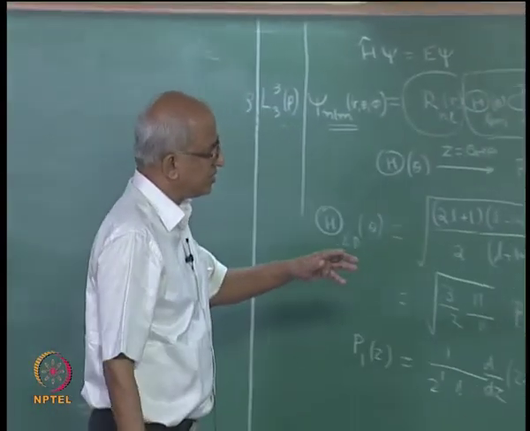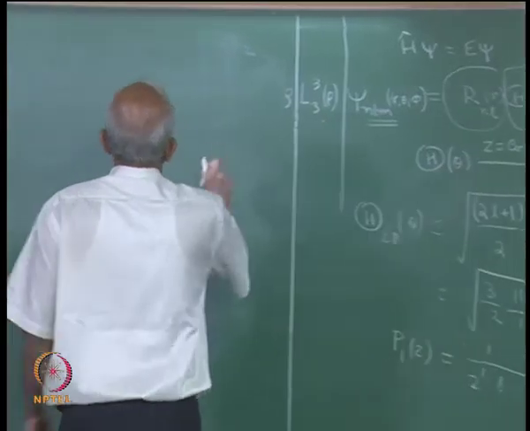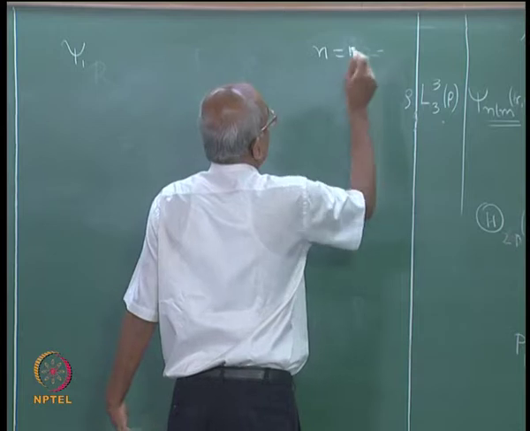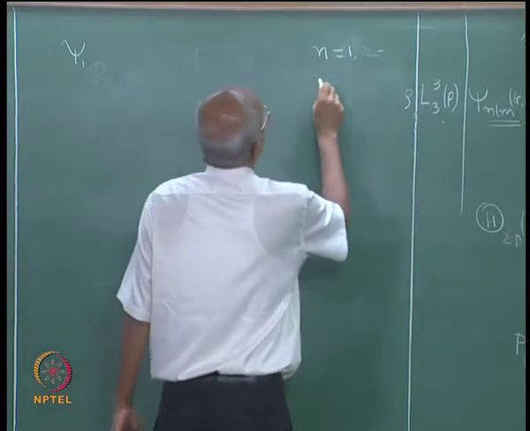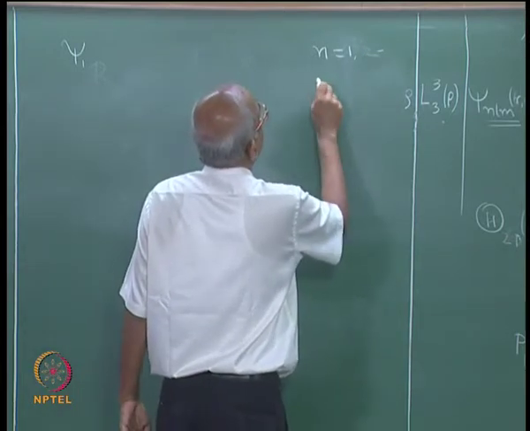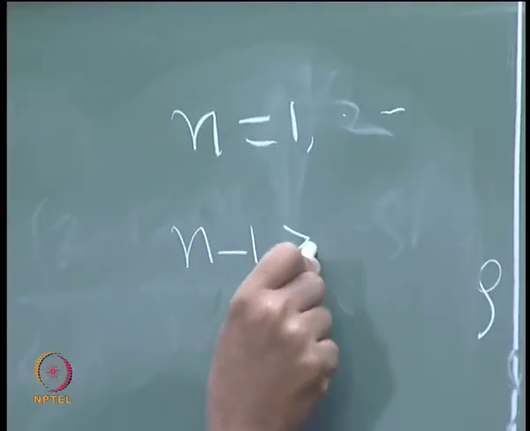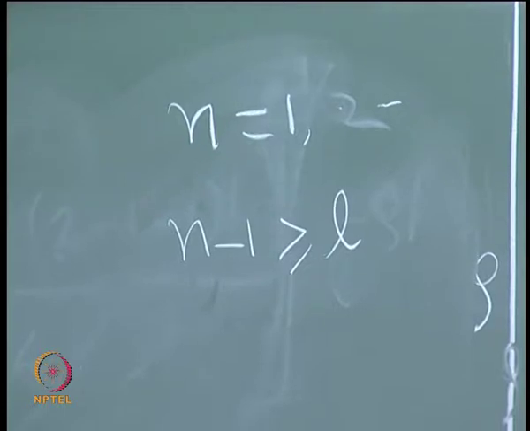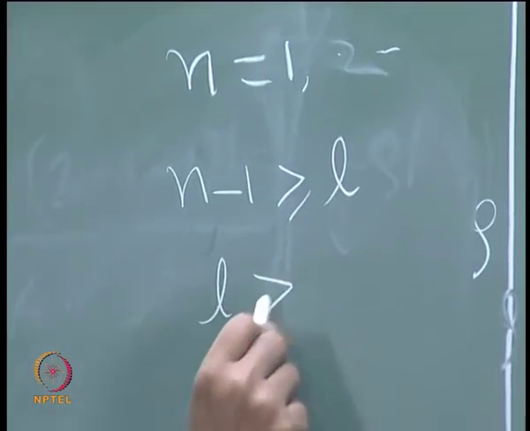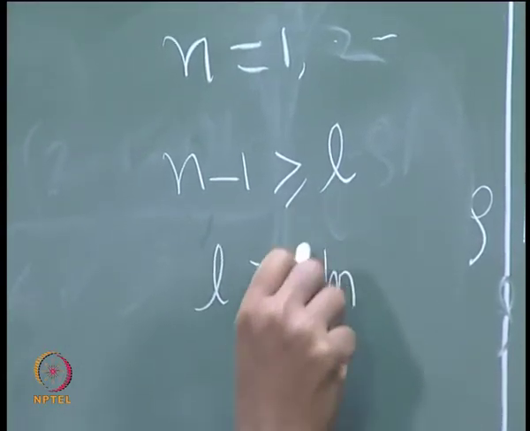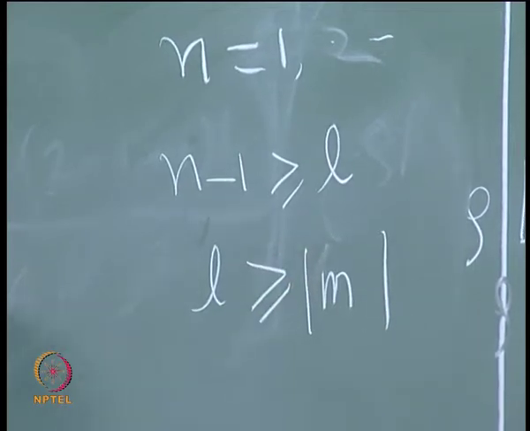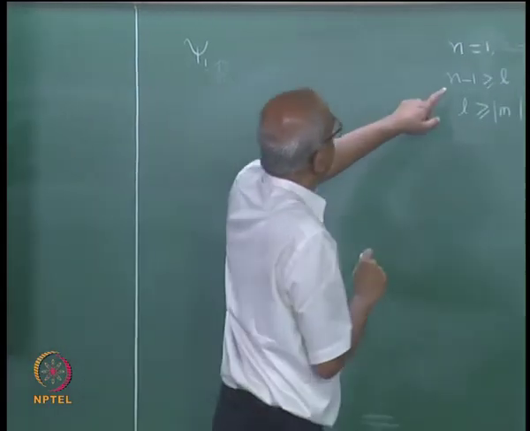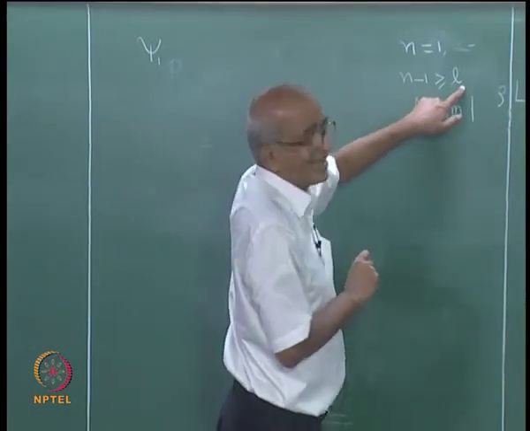We had derived these conditions on the quantum numbers. Whatever the conditions, n has to be an integer greater than or equal to 1. n minus 1 has to be greater than or equal to L. This is another condition that we have derived, and the third condition was that L has to be greater than or equal to magnitude of m. These were the conditions that we derived, and therefore, if n is 1, the second condition implies that L can have the value only 0.